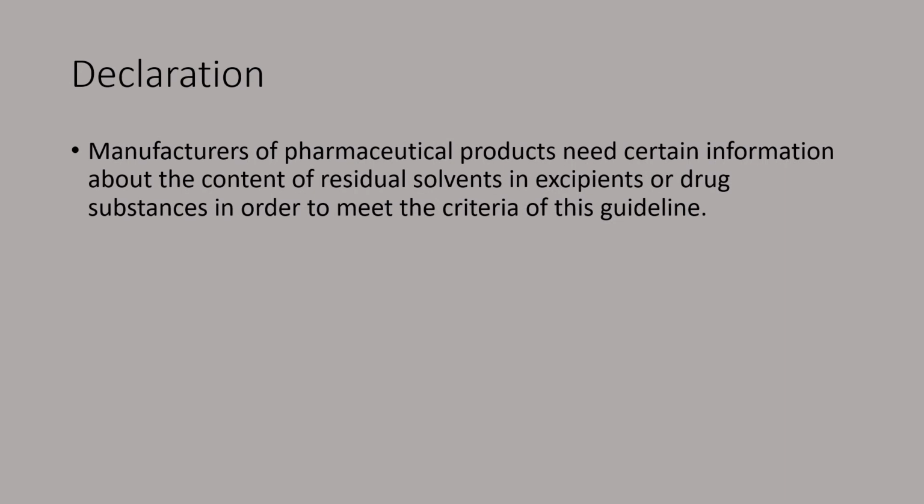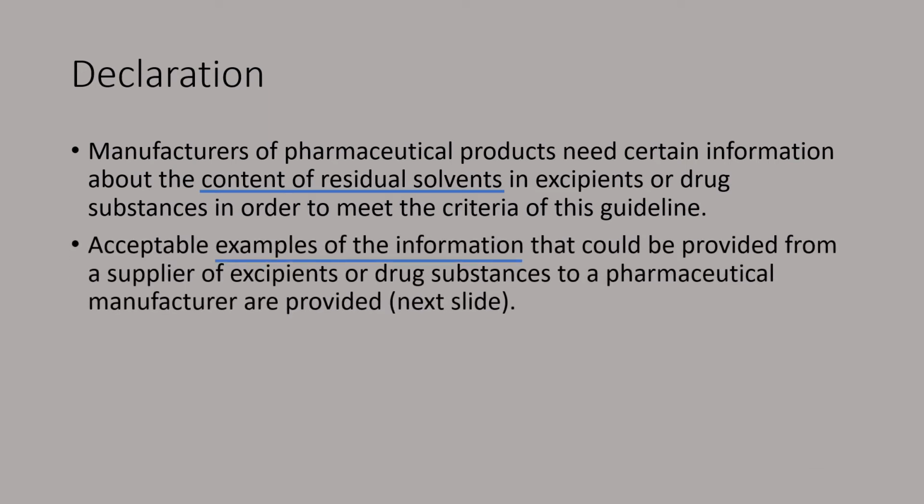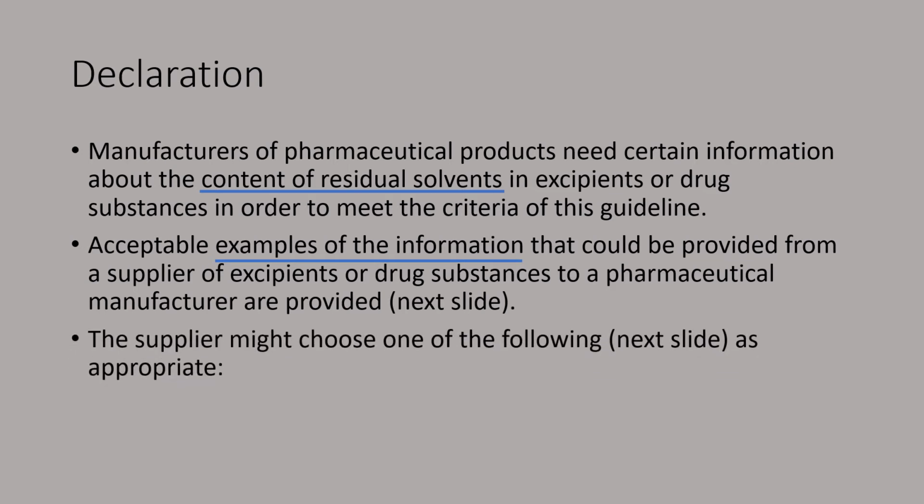Manufacturers of pharmaceutical products need certain information about the content of residual solvents in excipients or drug substances in order to meet the criteria of this guideline. It is not necessary to screen the final product for all solvents listed. The manufacturer should provide the list of solvents used in the process steps in all stages, their classification, and their presence in the final product. Acceptable examples of the information that could be provided from a supplier of excipients or drug substances to a pharmaceutical manufacturer are provided in the next slide. Some example statements on the declaration of residual solvents are provided there. The supplier might choose one of the following, as appropriate.